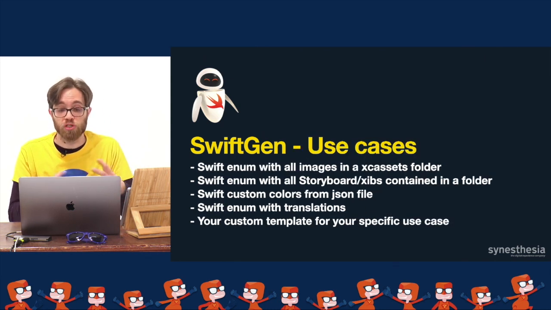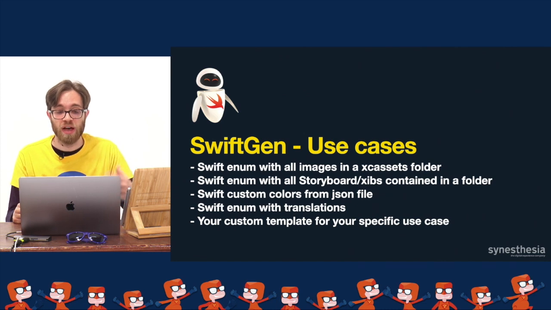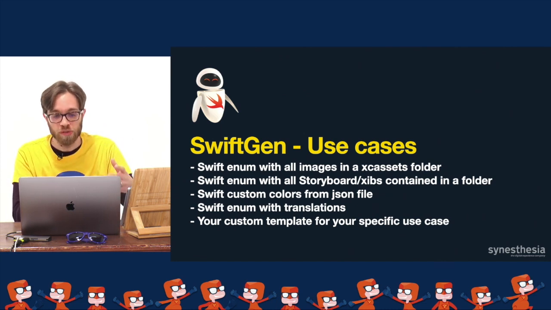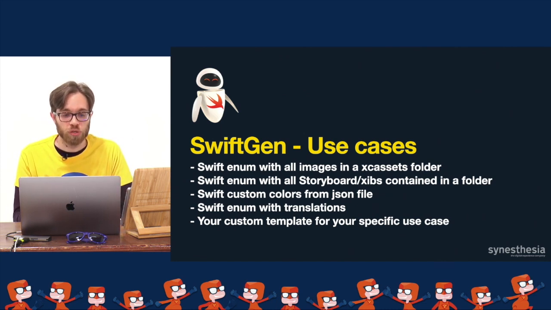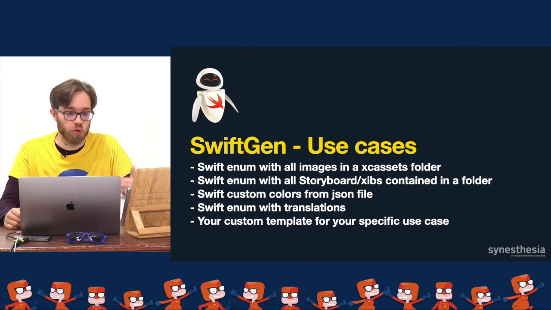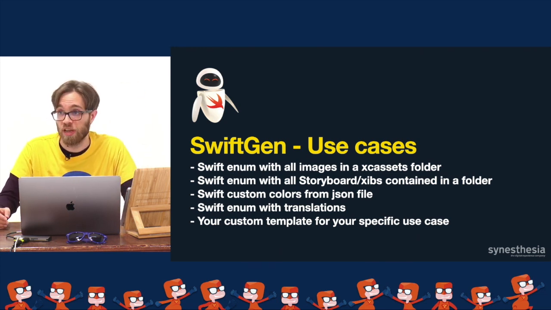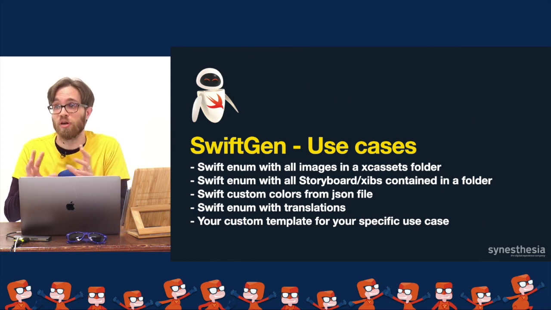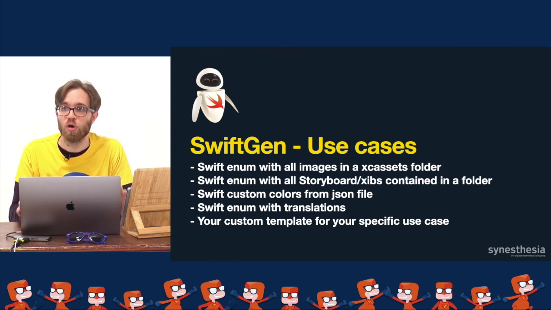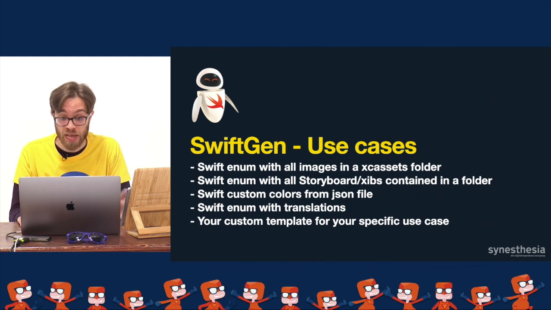So let's see a bunch of use cases. You can teach XCodeGen to create a Swift enumeration with all the images in your XC assets folder. Or you can do the same thing by taking a folder and looking for all the storyboards and xibs contained inside, and have a static enumeration for that. So you don't have to mess around with the xib's name.